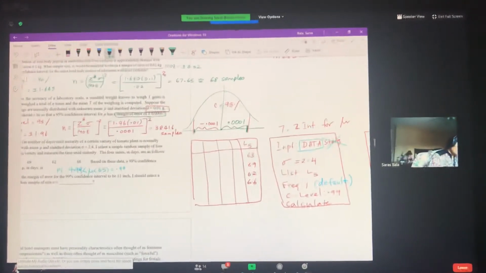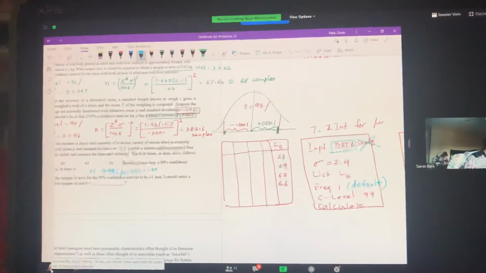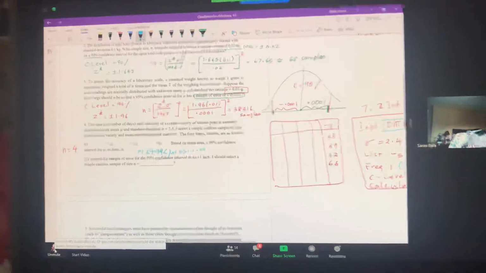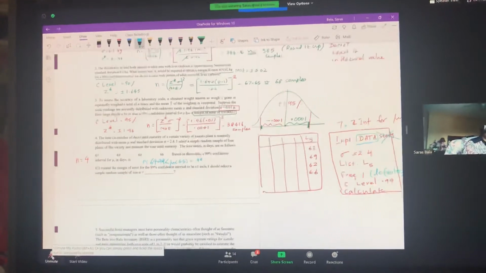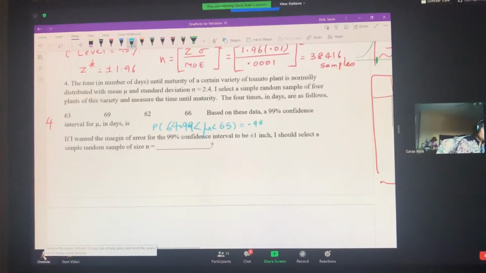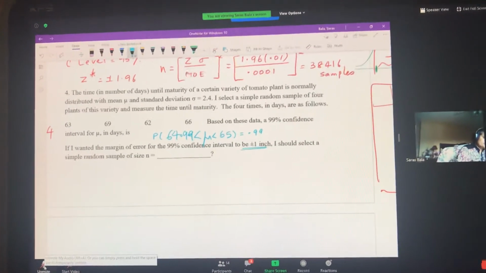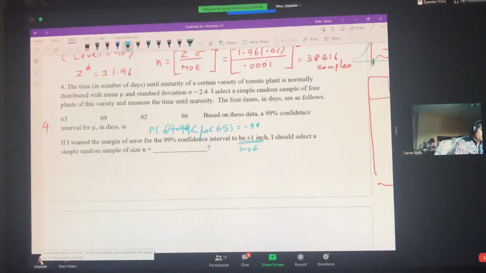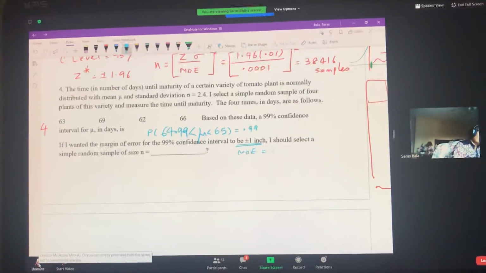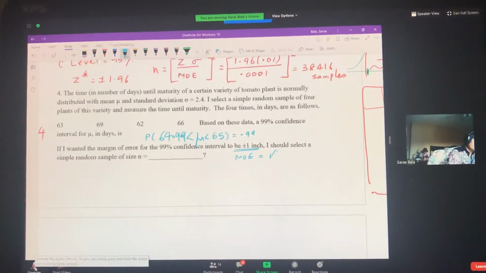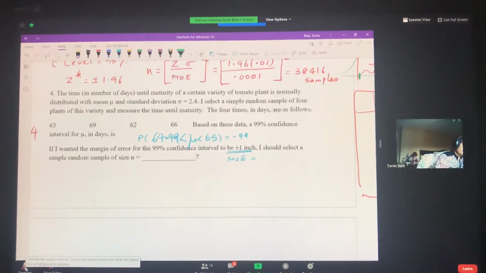So now, with the same problem, you are going to find how big the sample should be if you want to keep the margin of error as 1 inch. If the margin of error is going to be 1 inch, how big should the sample be? The confidence level is given. So check, plug it into your formula.